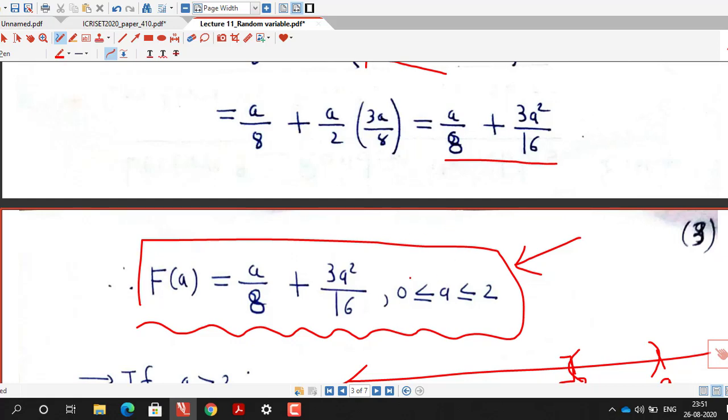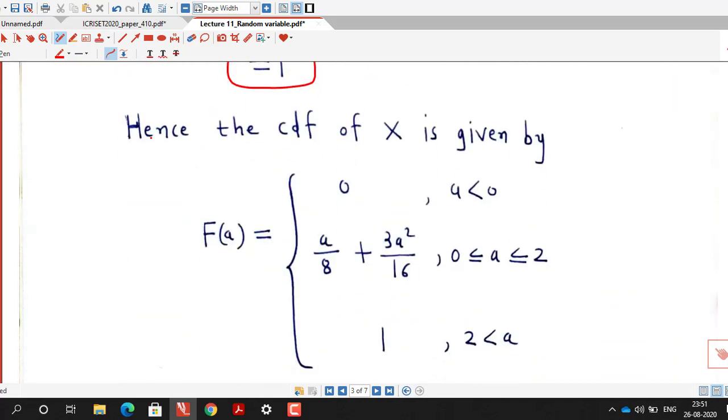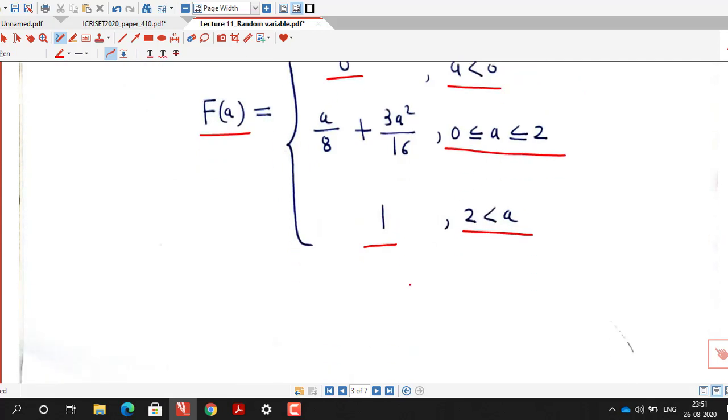And if a is in between 0 and 2, F of a is given by this. And if a is negative, F of a is 0. So we can combine all the possibilities and write this CDF in this way. For a negative it is 0, if a lies in the closed interval 0 to 2, F of a is a by 8 plus 3a square by 16, and if a is greater than 2, F of a is 1. These two we can directly write down. If a is negative, it is 0, and if a is greater than 2, it can be written as 1.